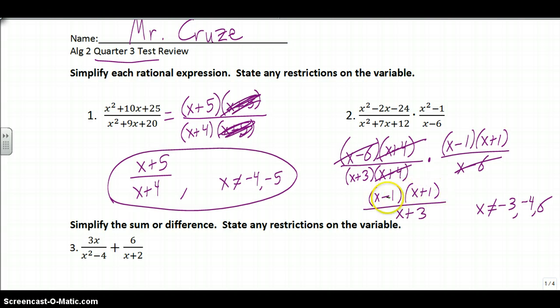Now, sometimes they might FOIL that back together to get x squared minus 1. Just be on the lookout for that. Alright?